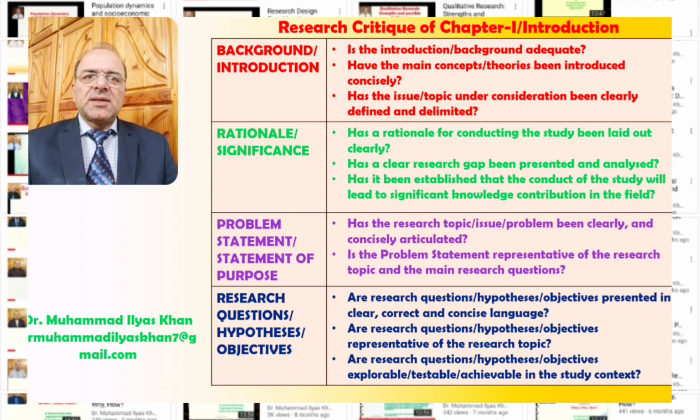In many cases, especially student researchers make this mistake that their research questions or hypotheses or research objectives are ambiguous, in some cases repetitive, and in other cases they are not truly representing the research topic. They may be outside the scope of the research topic, and so that can be an issue of concern for the critic. And lastly, are research questions, hypotheses, objectives explorable, testable, and achievable in the context of the particular study?